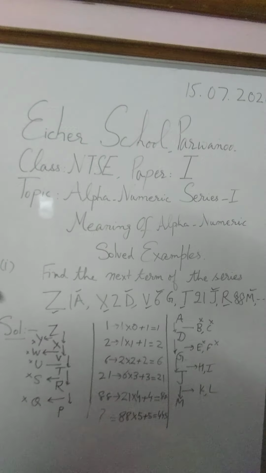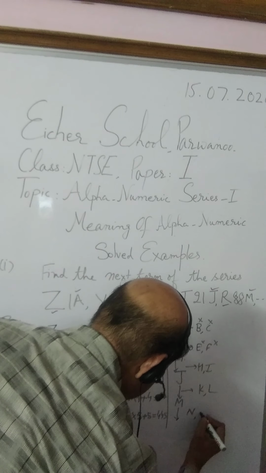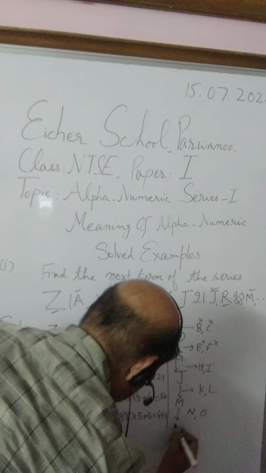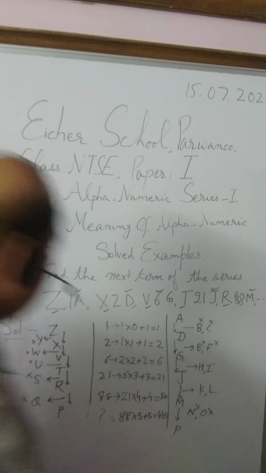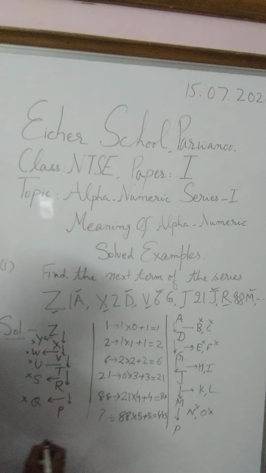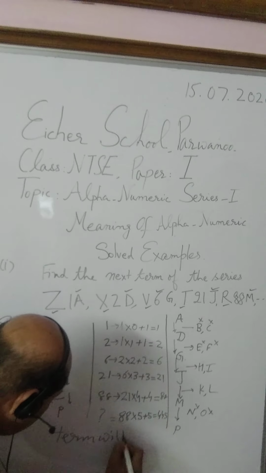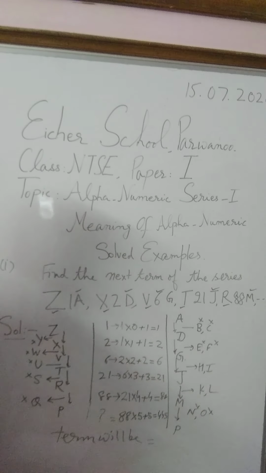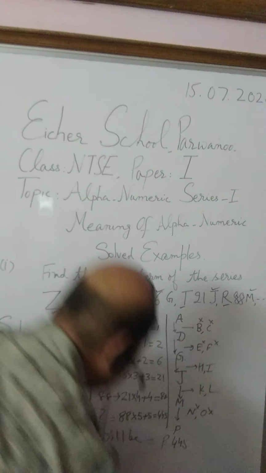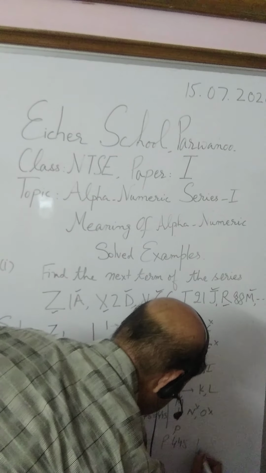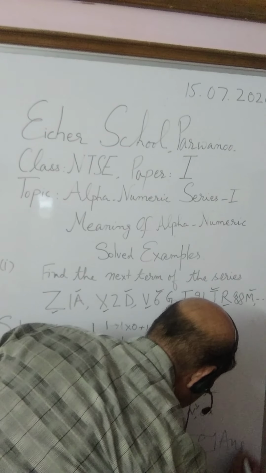So our next letter in this case will be, N, O both missing, and we will get P here. So in this way our term will be equal to P, 445, and the next term will also be P. So that is our answer.